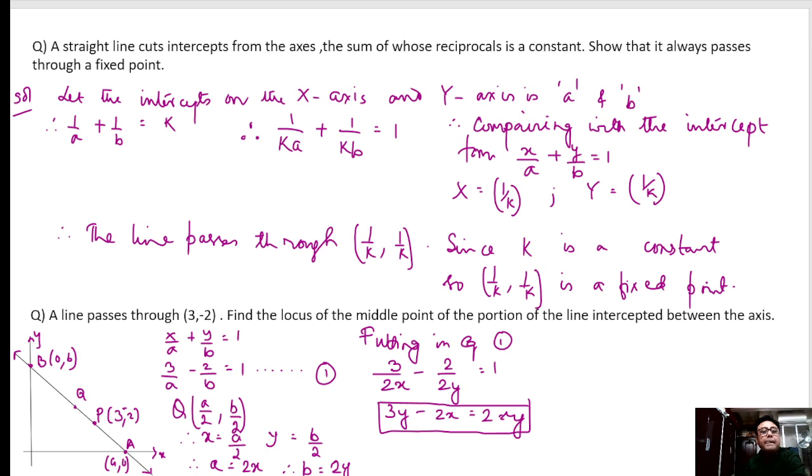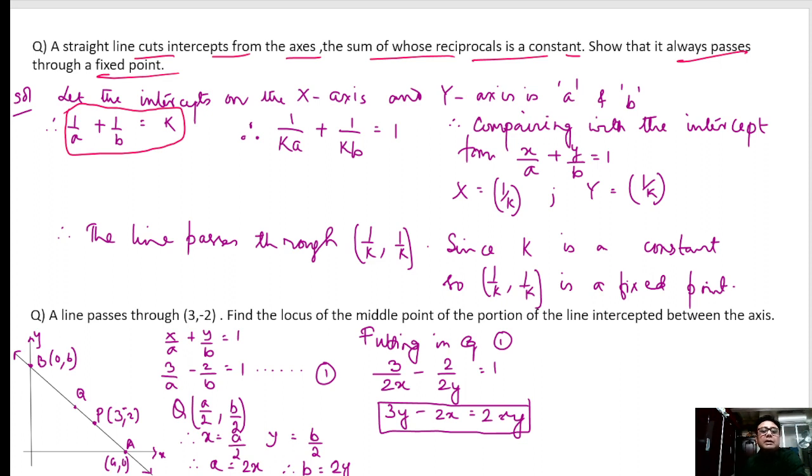Next is: a straight line cuts intercepts from the axes, the sum of whose reciprocals is a constant. So they are telling us the sum of the reciprocals of the intercepts will be a constant. Show that the line always passes through a fixed point. That means we have to show that the intercept line will always pass through a fixed point.